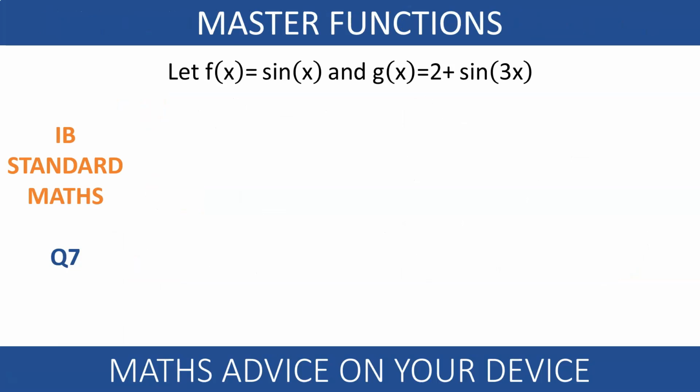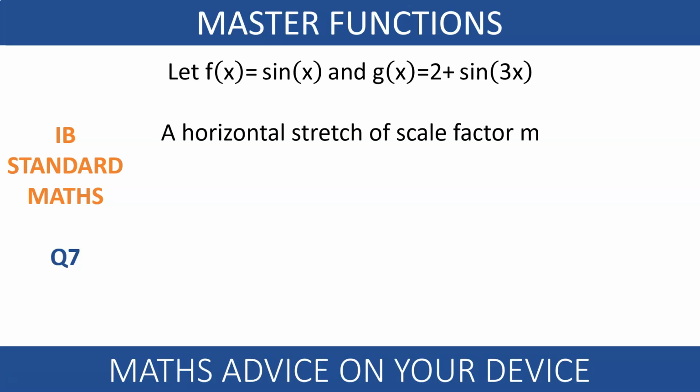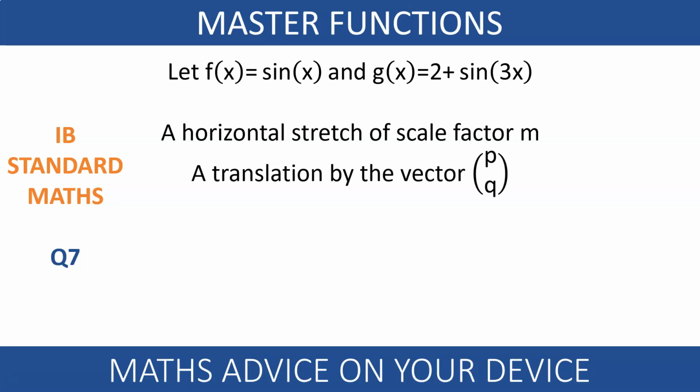This is a 3 marks question. The graph of g(x) can be obtained from the graph of f(x) by 2 transformations: a horizontal stretch of scale factor m, followed by a translation by the vector (p, q). Write down the values of m, p, and q.